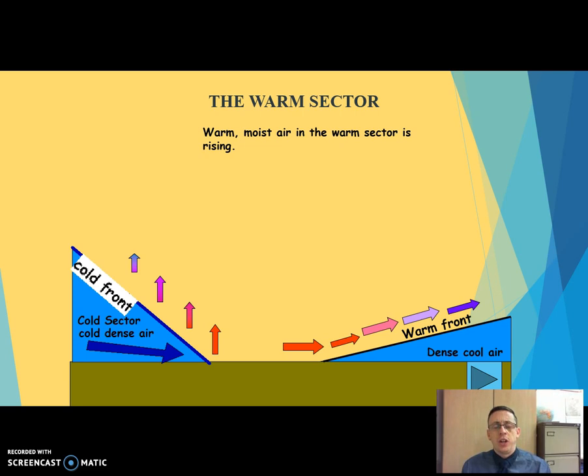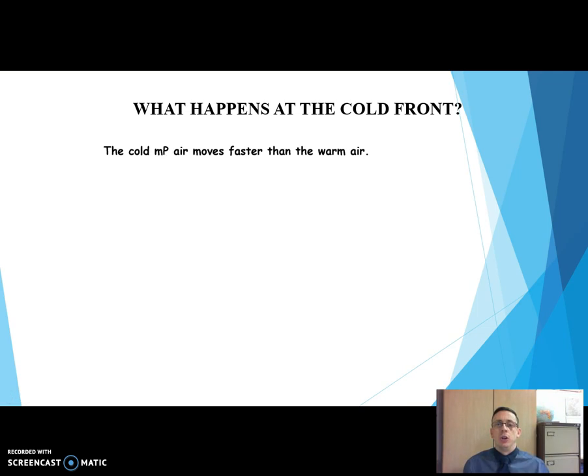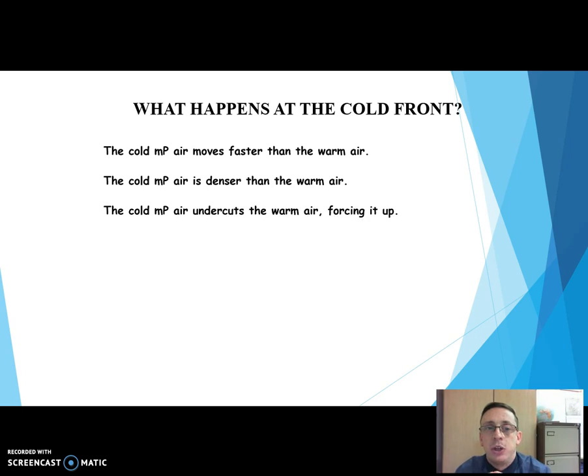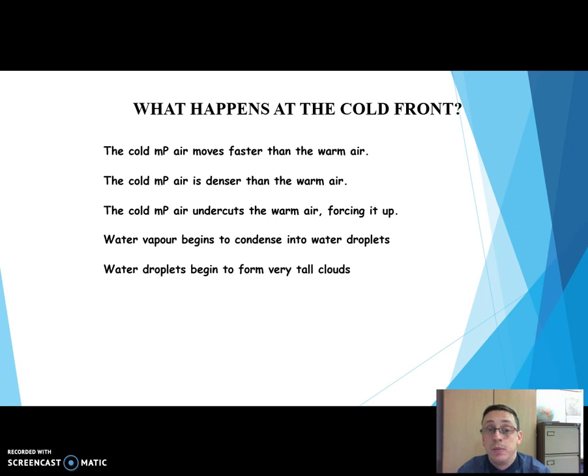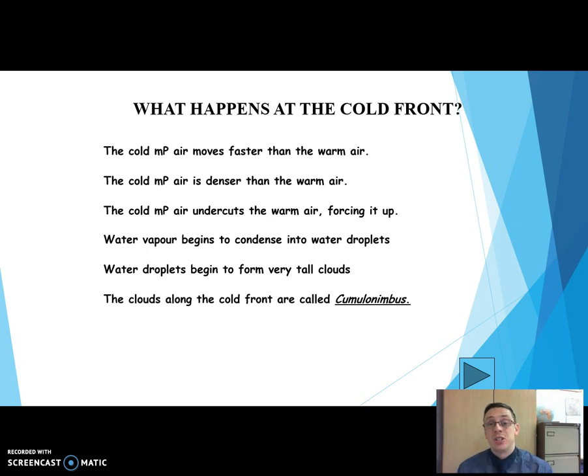Now we've brought the cold front in here, so our cold front's off at the side here. What's happening here? Along the cold front, and we're bringing in some mention of some of the specific air masses here, the cold maritime polar air moves faster than the warm air. It's also denser than the warm air, and as such, it undercuts that warm air, forcing it to rise pretty quickly and aggressively. So the water vapour begins to condense into water droplets. These begin to form extremely tall clouds, and these clouds are called cumulonimbus, or storm clouds.